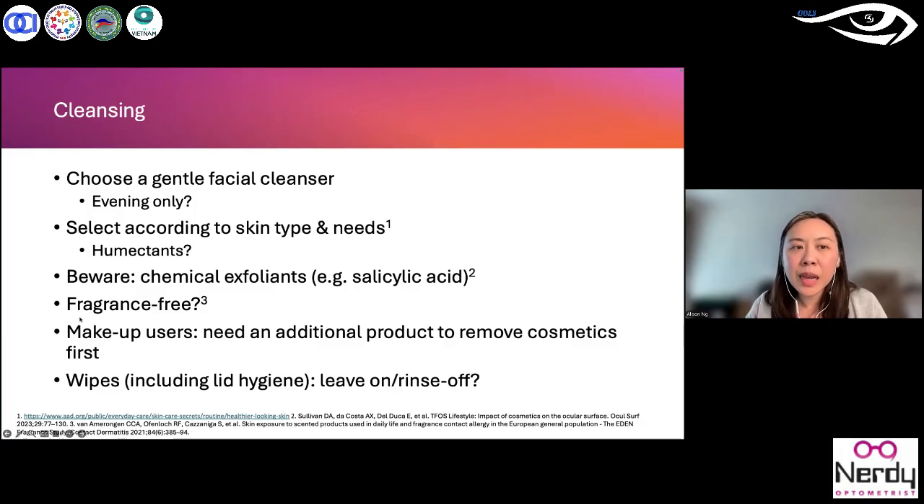I've put fragrance-free here, and this applies to both cleansing and moisturising as well, but I'll just talk about it here as kind of the first product we're talking about. Now, fragrances can be quite controversial. A lot of people enjoy fragrances as part of their skincare products because it just makes the experience of using it a much more pleasurable experience.